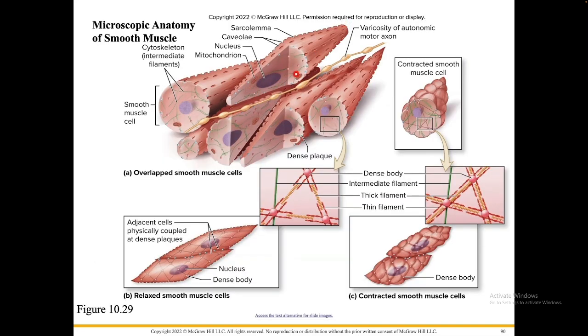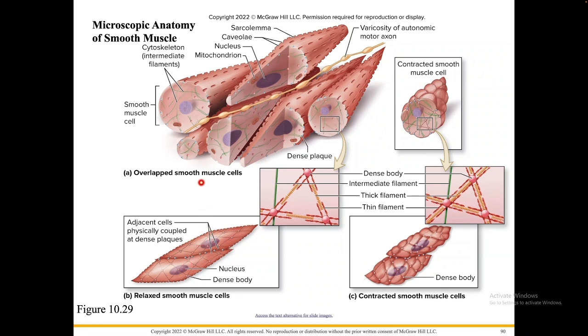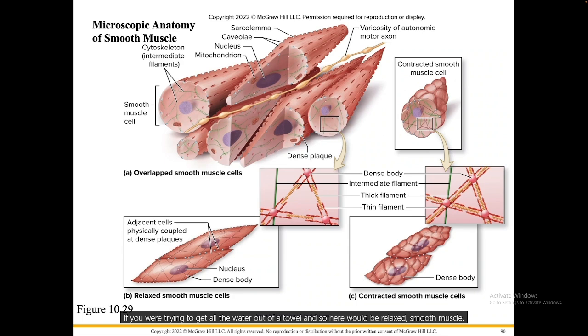Here would be one smooth muscle cell, and really we could call this smooth muscle tissue, right? Because a bunch of cells create this tissue. But here we can see how they kind of fit together with that Nerf football shape, they create sheets, right? The unique thing is when they contract, inside of here they have these structures that pull toward the middle, almost like wringing out if you were trying to get all the water out of a towel.